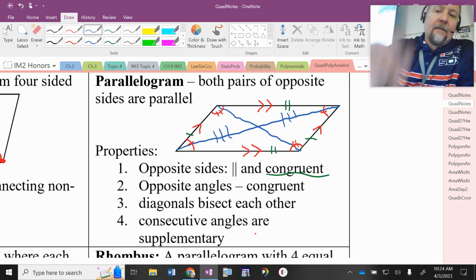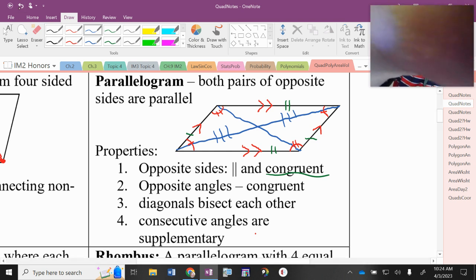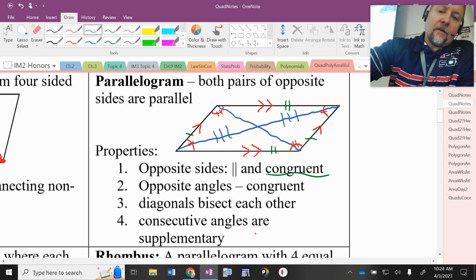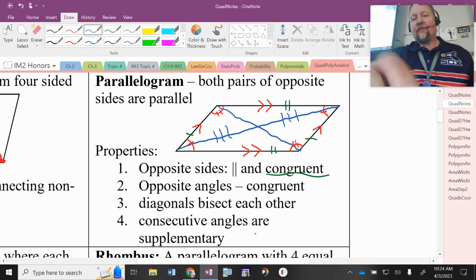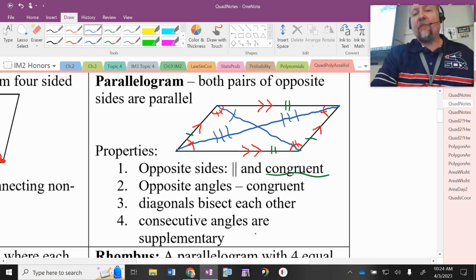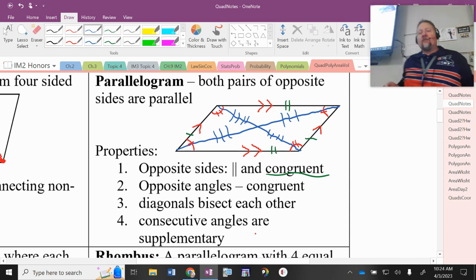I don't like how I did that. Let me just go back and do one more tick mark. Little out of practice after spring break. And then this one needs maybe 4 marks and 4 marks. So they bisect each other, but they're not equal to each other.